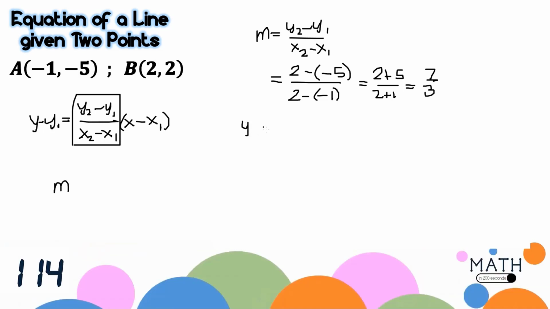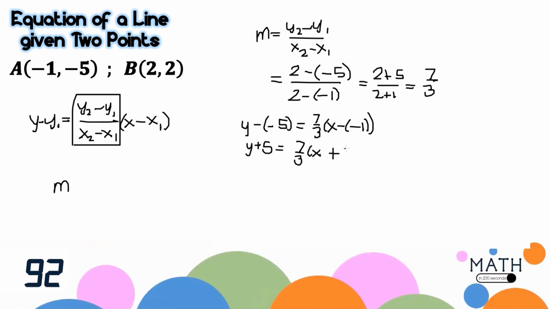This is what we're going to use here. Again, we picked y sub 1 earlier as negative 5, and please also enclose it in parentheses, as we're going to use now this form. It is equal to 7/3 times x minus your x sub 1, which is negative 1 as well. You will have here y plus 5 is equal to 7/3 times x plus 1.